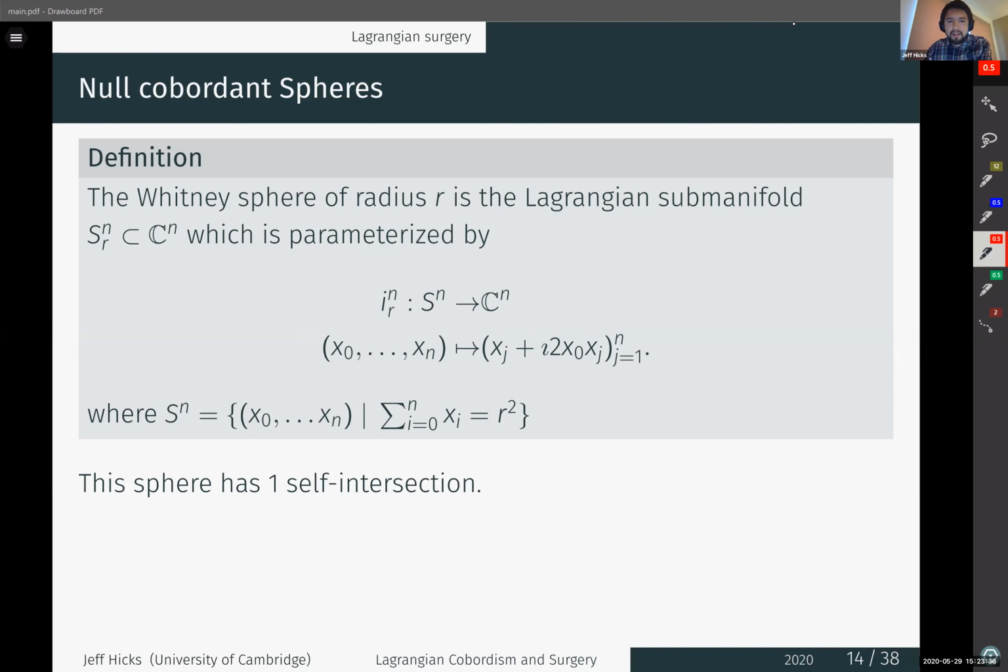The Whitney sphere is a Lagrangian sphere which has a very explicit parameterization. And the thing that you notice about this parameterization is that it gives us a sphere that has one self-intersection. This self-intersection occurs when the x0 coordinate is equal to r, or the x0 coordinate is equal to -r. A sphere with this parameterization has a radius, and you can create a cobordism by altering that radius and bringing it to 0. That's an operation that will take this Whitney sphere and shrink it down to 0 size.